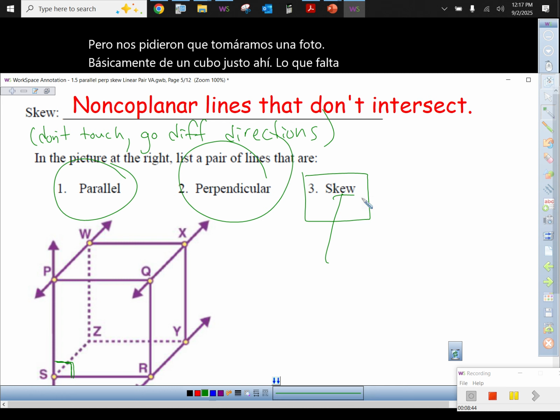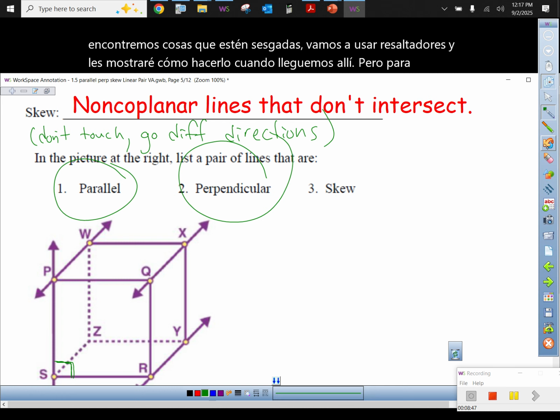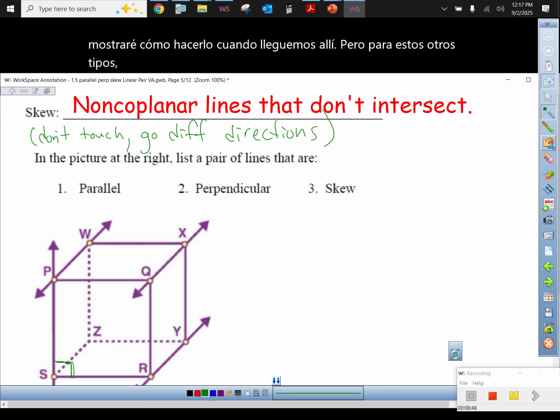But for these other ones, I don't want to use highlighters, but you can definitely darken with a pencil. I'm going to use highlighters so you can see what I'm talking about because I'm the teacher, but I don't think you should use a highlighter because you can't erase them on your paper. Cool? So check it out.